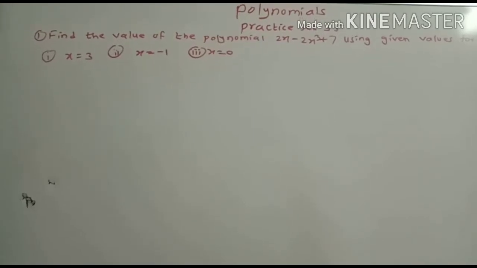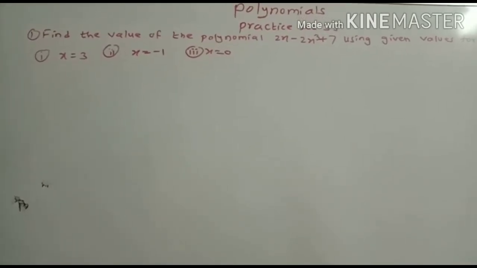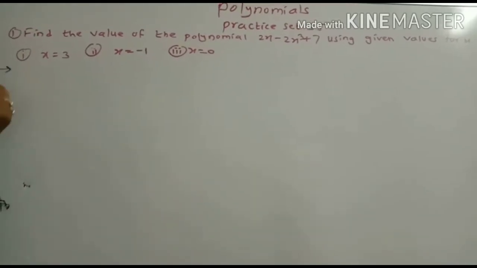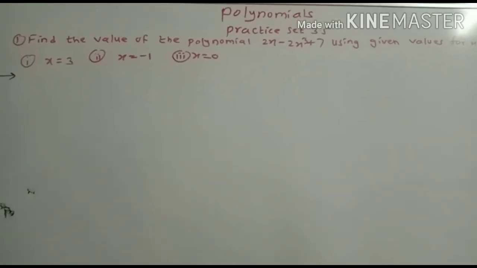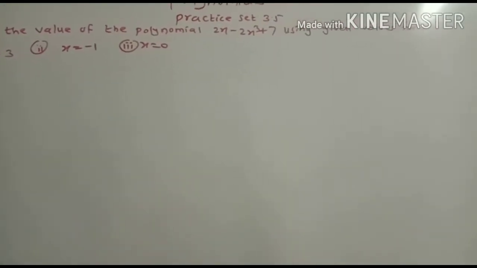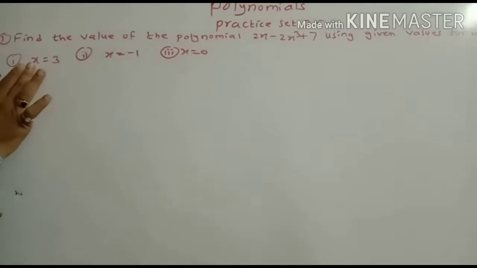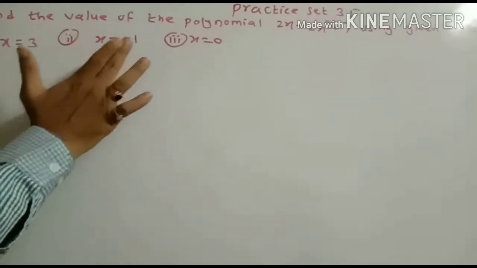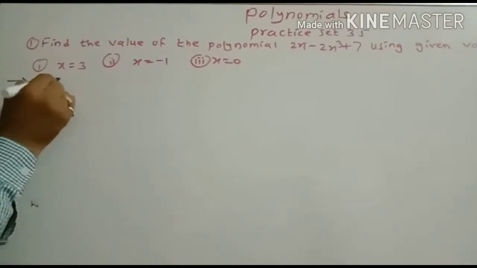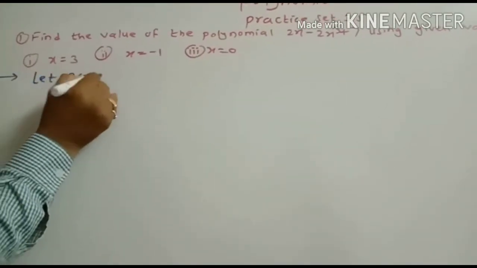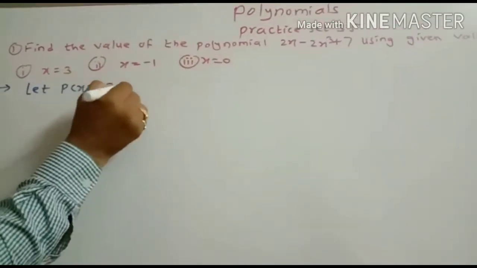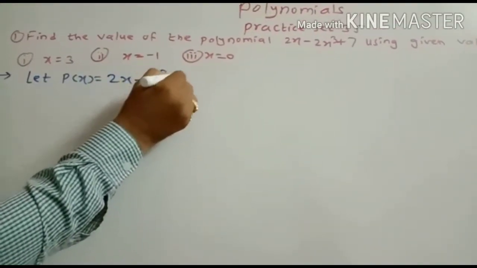Next, we will start practice set 3.5. First example is given: find the values of the polynomial 2x minus 2x cube plus 7 using the given values for x. For x is equal to 3, for x is equal to minus 1 and for x is equal to 0. Now we consider the given polynomial as p of x, because the variable is x in the given example, 2x minus 2x cube plus 7.